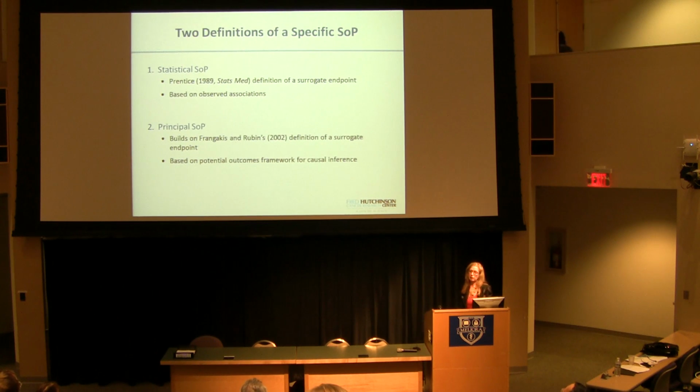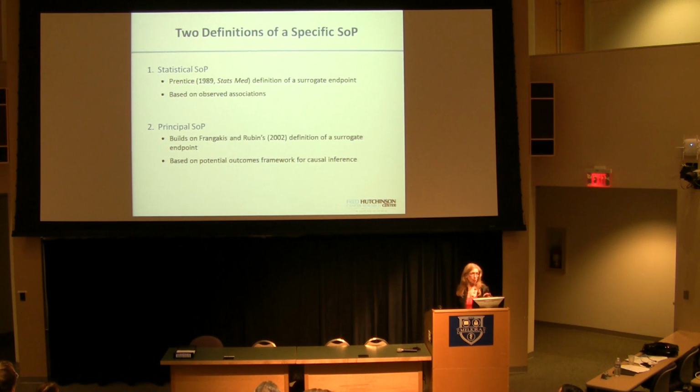Okay, so now there are 2 different definitions of the specific surrogate of protection. If I can get one thing across, I hope that understanding a little bit the difference between a statistical and a principal SOP is what I can hope to do today. The statistical SOP is based on an approach defined by Ross Prentice back in 1989, which is quite famous in the surrogate literature, not just in vaccines, and it's based on observed associations. And the principal SOP builds on a paper by Frangakis and Rubin, who are statisticians here on the East Coast, and their definition of a surrogate endpoint.